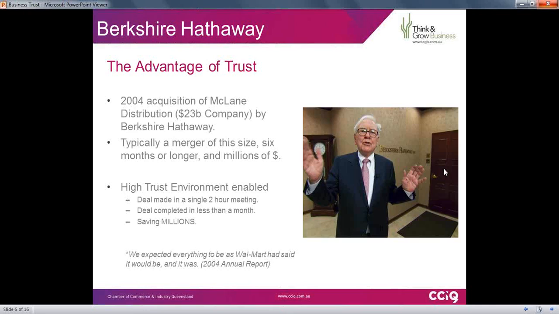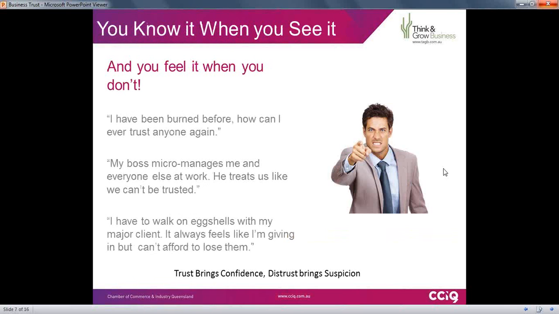And let's face it, Buffett's not dumb. He didn't become the richest man in the world by making dumb decisions. So in a situation like that, it saved him money. It brought the business in. The acquisition was completed much quicker. But the key thing with trust is you know it when you see it, and you feel it when you don't.